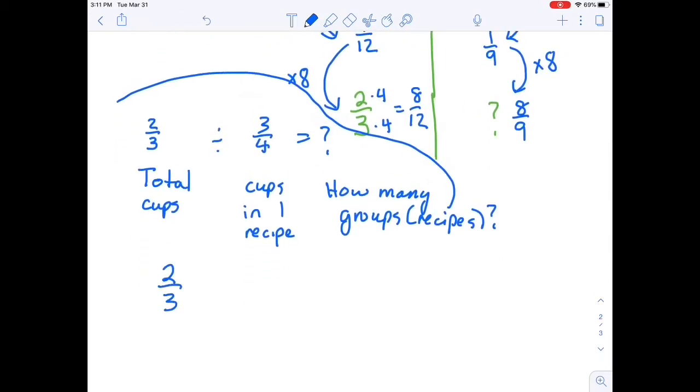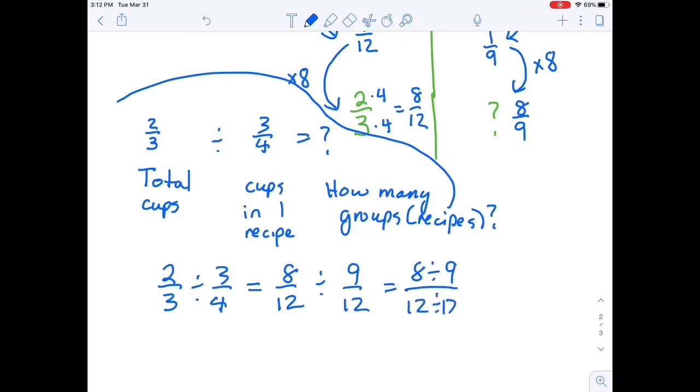2/3 divided by 3/4 is the same as 8/12 divided by 9/12. If we divide the numerators and divide the denominators, we end up with 8/9. So what do we have? We have 8/9 of a recipe.